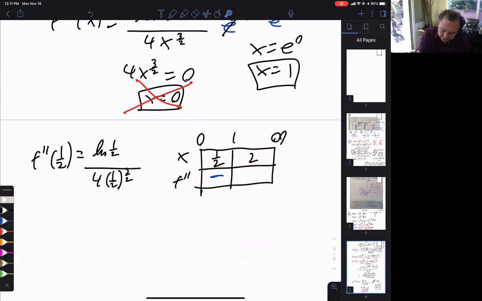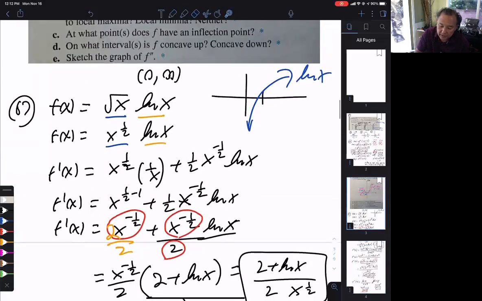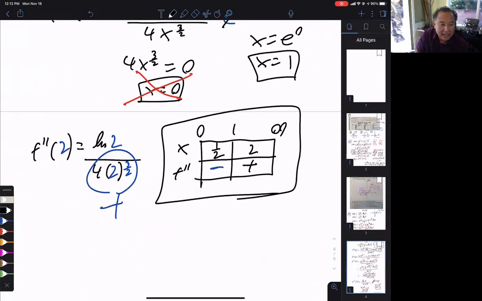Plug in 2. We're going to do 2 now. So replace all these with 2. Well, that's always positive, clearly, right? How about ln of 2? You should know ln of 2 is positive. Why? For the same reason. It goes through 1, 0. Anything to the right of 1, ln is positive. So we know it's positive, and that's positive. A positive divided by positive is positive. So now we have done our analysis. Now we're ready to come to our conclusions.